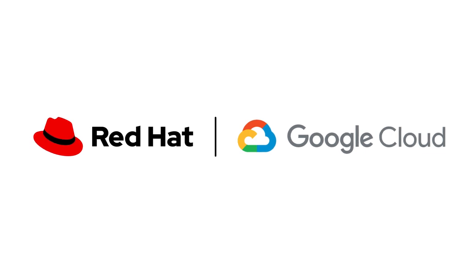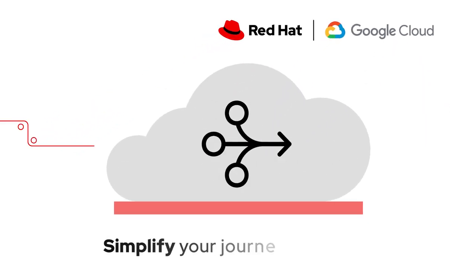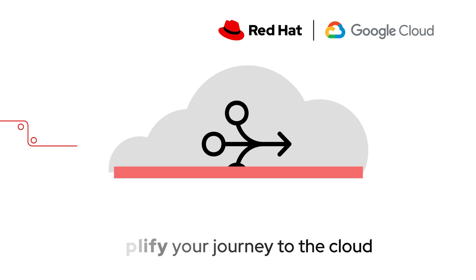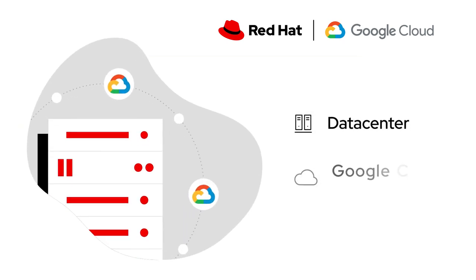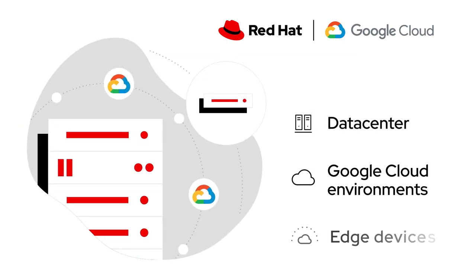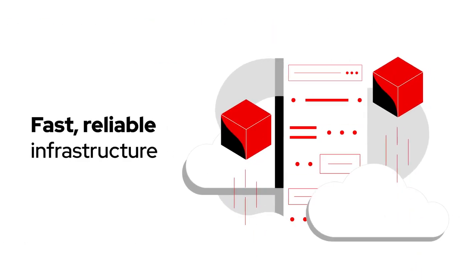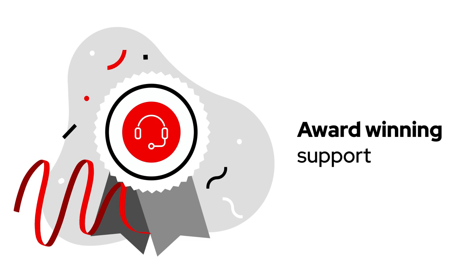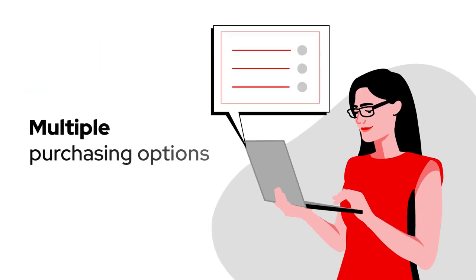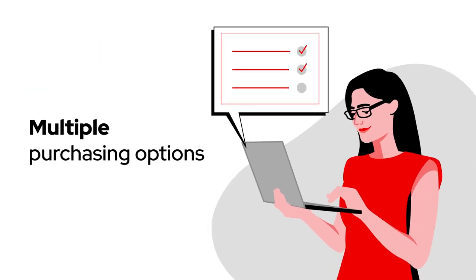Together, Red Hat and Google Cloud simplify your journey to the cloud, flowing seamlessly from the data center across Google Cloud environments and out to the edge, giving you access to fast, reliable infrastructure, award-winning support, and multiple purchasing options to fit your organization's procurement processes.